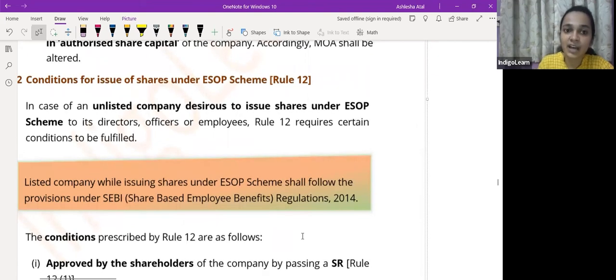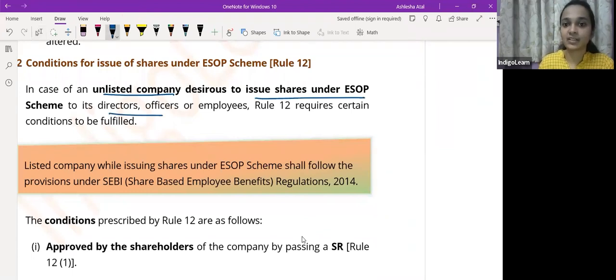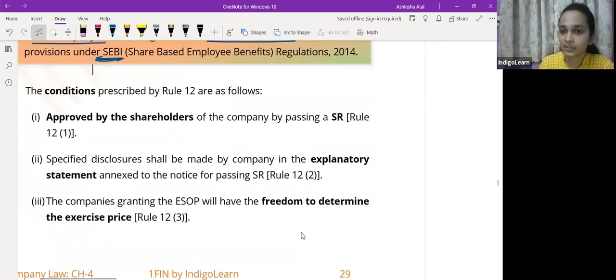So in case of an unlisted company desirous to issue shares under ESOP to its directors, Rule 12 requires certain conditions to be fulfilled. अगर listed company ESOPs issue कर रही है, they should follow the SEBI regulations. So conditions क्या है Rule 12 में? सबसे पहले तो special resolution pass होना चाहिए. It has to be approved by a special resolution.